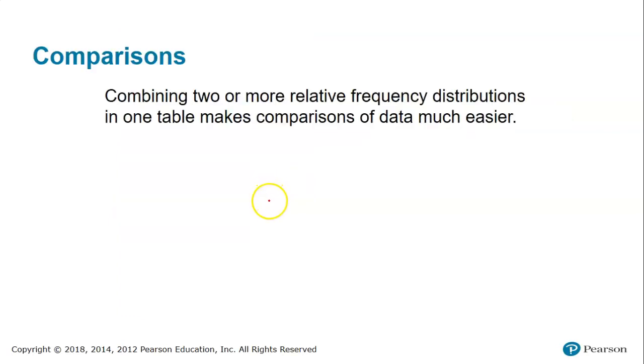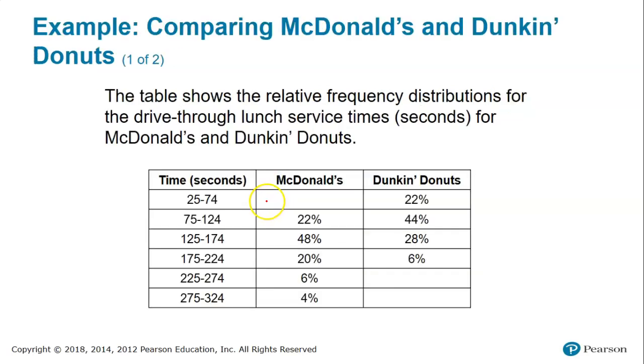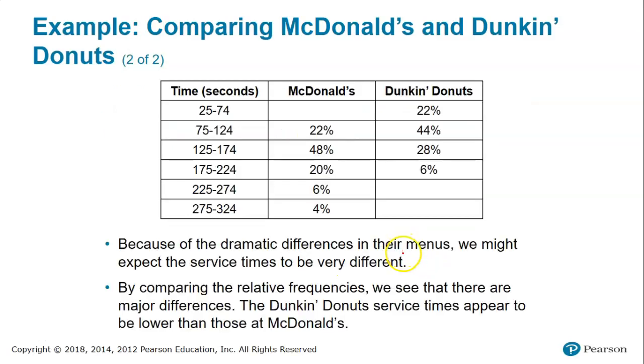Okay, we can also use these frequency distributions to make comparisons of data. So here, if we're comparing McDonald's to Dunkin' Donuts and the time it takes to go through the drive-through service in seconds, we can see here that McDonald's definitely has a higher amount of time that it takes to go through the drive-through than Dunkin' Donuts does. And you can start trying to think about explanations for this. Maybe Dunkin' Donuts menu is easier to prepare. It doesn't take as long to prepare. Maybe they have a more limited menu than McDonald's, and therefore the drive-through time would be faster. So there's lots of things to think about when you start comparing something like this.